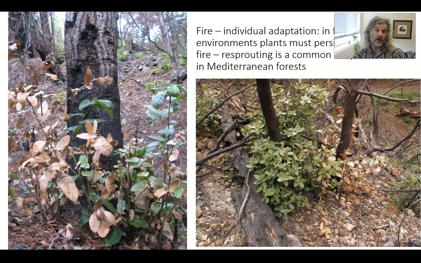The species that occur in California forests are adapted to fire. Individual adaptation of species is really what I'm pointing to here. Plants must persist through fire in fire-prone habitats. Otherwise, they'll be driven to extinction. One of the most important ways that particularly our broadleaf species persist through fire is through resprouting. Almost all of our major overstory species in coastal California resprout.